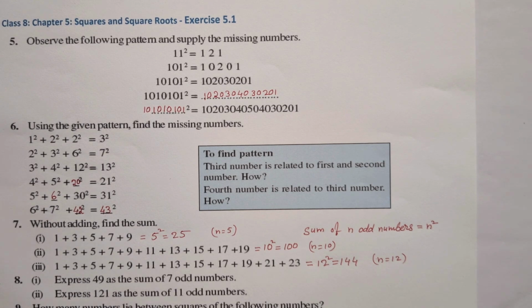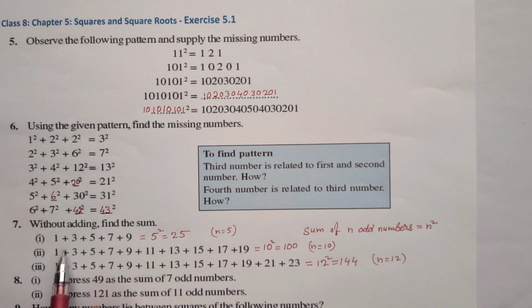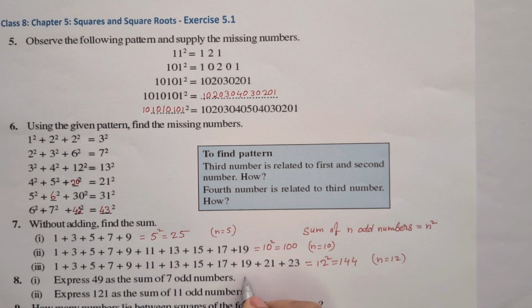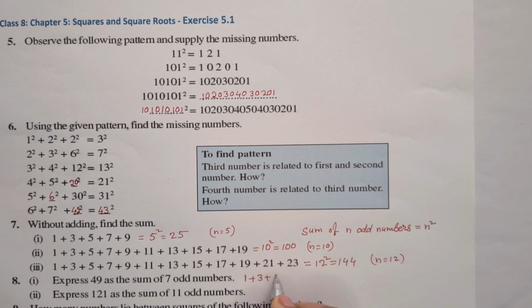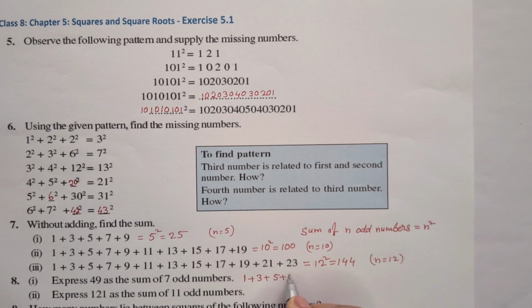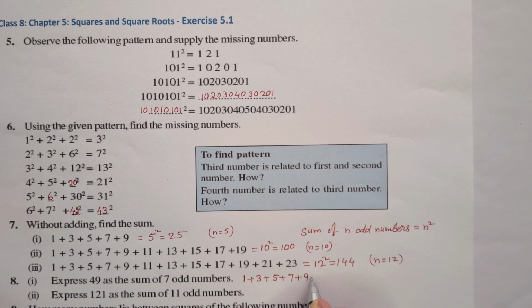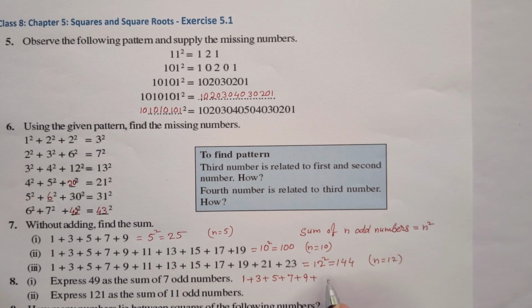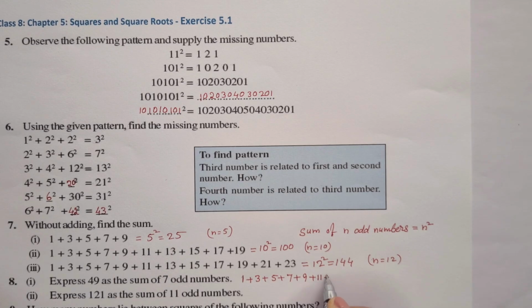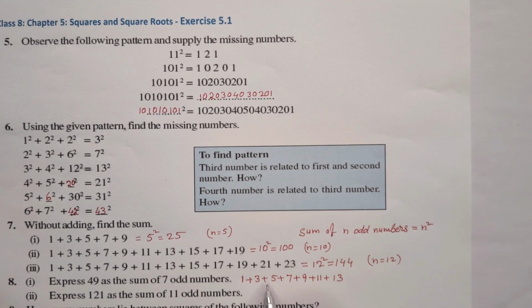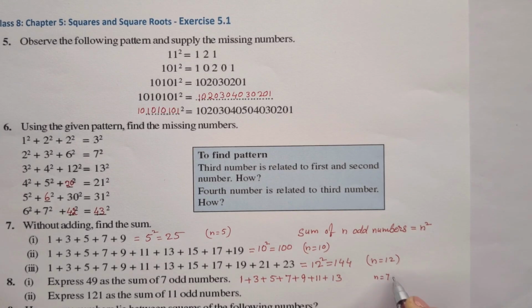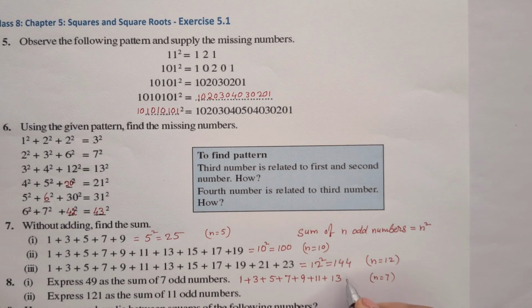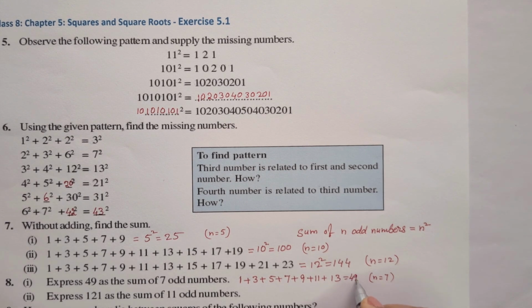Express 49 as the sum of 7 odd numbers. So in the same way we can write it here. 7 odd numbers: 1 plus 3 plus 5 plus 7 plus 9 plus 11 plus 13. That means n is equal to 7. 7 odd numbers, which is equal to 49. You can write that is equal to 49.